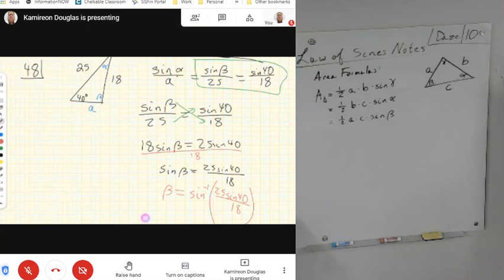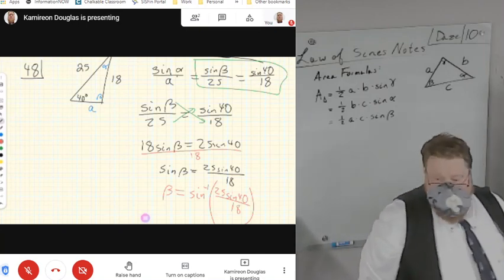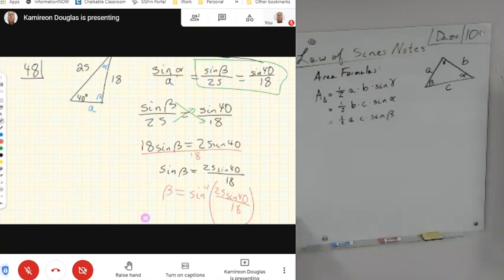This is one of the properties we talked about yesterday as a prerequisite. You have to remember how to do an inverse in order to find a missing angle like this. So beta should be equal to the inverse sine of that nasty fraction, 25 sine of 40 over 18. Plug it in, see what happens. What do we get? We're in another room down there. Sorry, that's probably hard to see over there. What'd you get? 63.2?